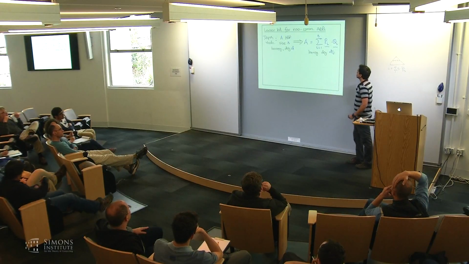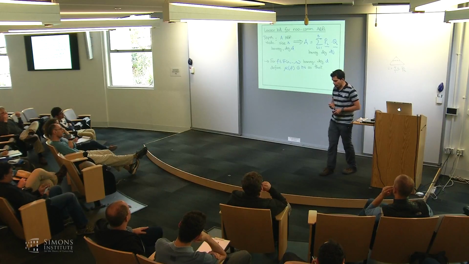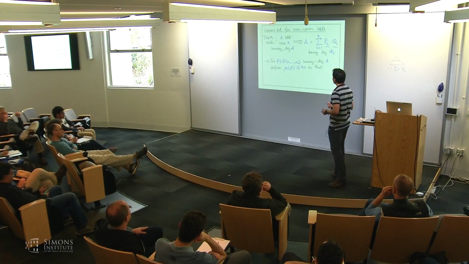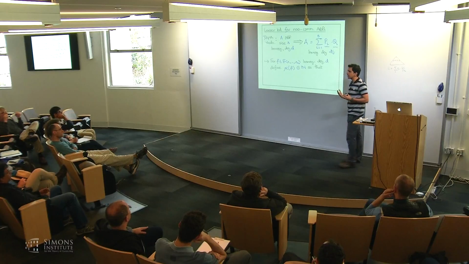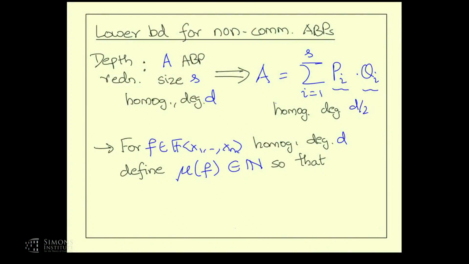Good. So how are we going to go about proving this lower bound? The way we're going to do it is by defining an algebraic complexity measure. We take any polynomial which is homogeneous of degree d and define a notion of complexity for it. It's algebraically defined, but it's a number: a complexity mu of f.